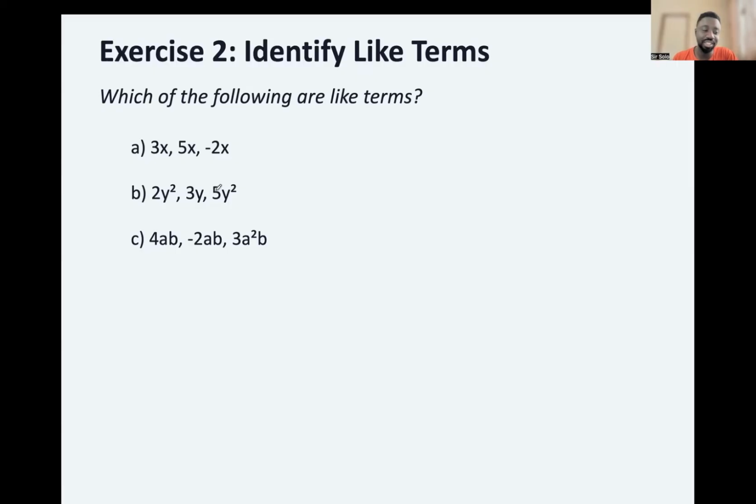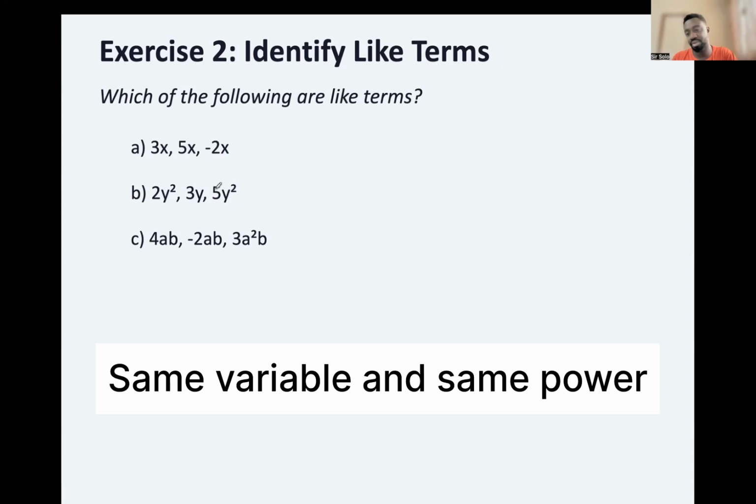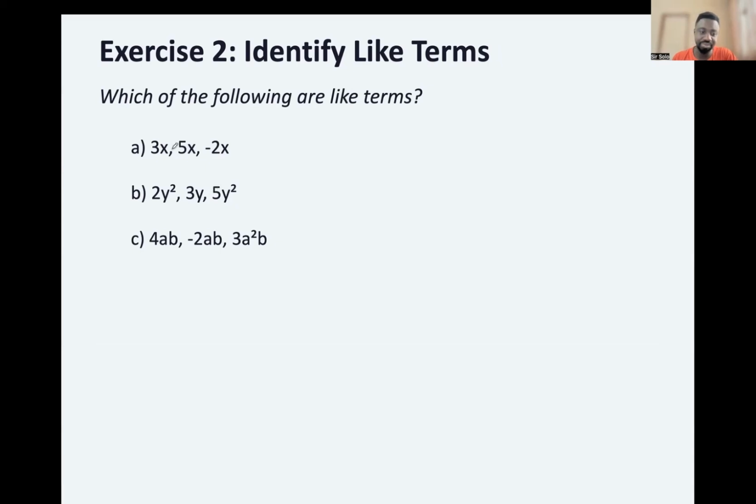Like terms should have the same variable and the same power. Here we have the same variable x, x, x, and the same power 1, 1, 1. For 2y squared and 3y, the variable is the same, y, but the powers are different. For a squared and b, they have different variables and different powers. So the correct answer is A: 3x, 5x, and minus 2x. Good.